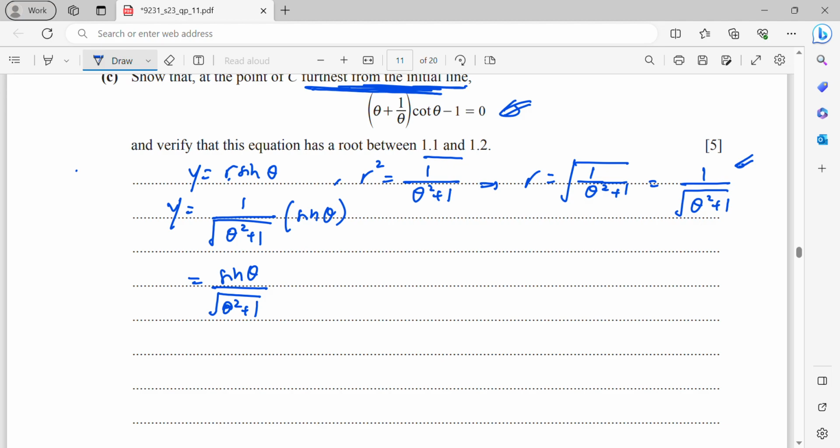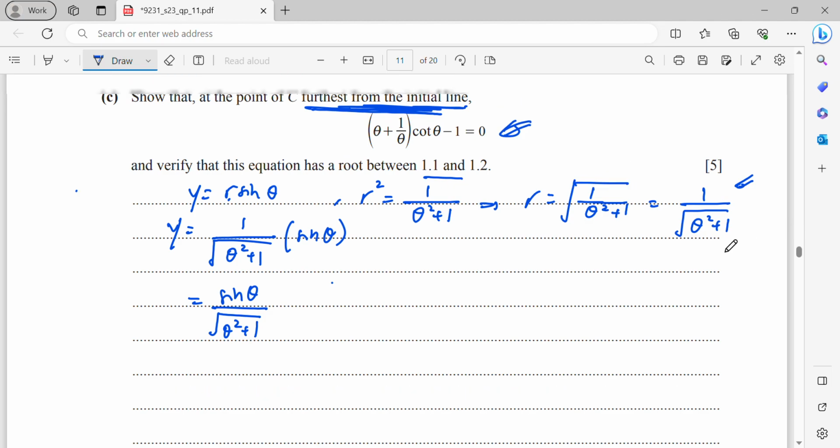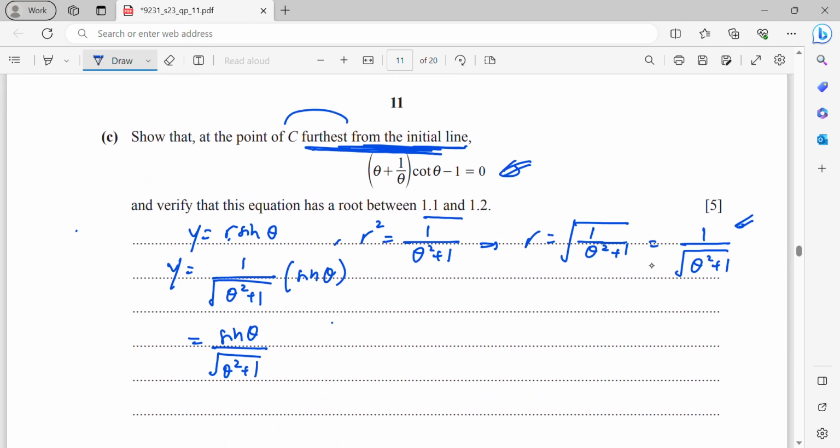Now, this is my furthest. Okay, my coordinate of the point C furthest from the initial line. But then when you see, the furthest here means the maximum vertical distance. So to get maximum y value, we need to differentiate the y with respect to theta.